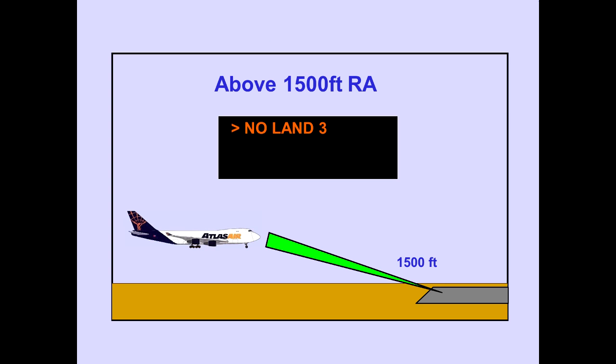Above 1,500 feet radio altitude, the ICAS advisory message, No Land 3, indicates that one of the autopilot systems has failed.